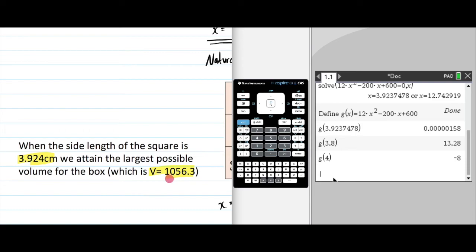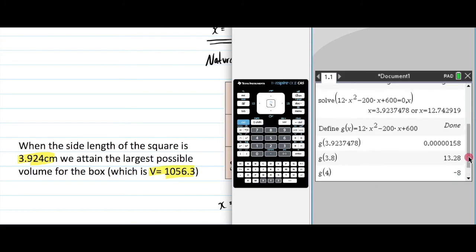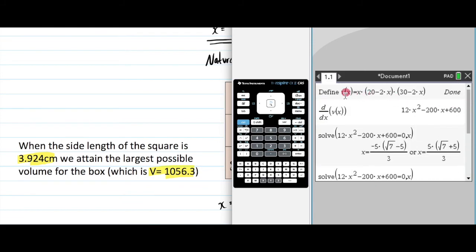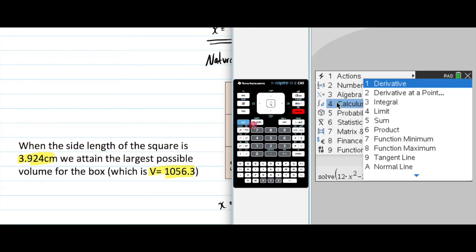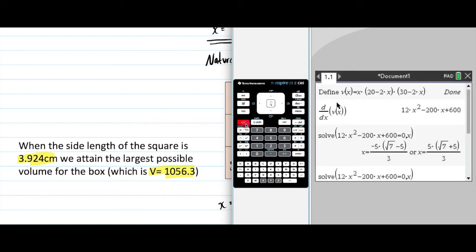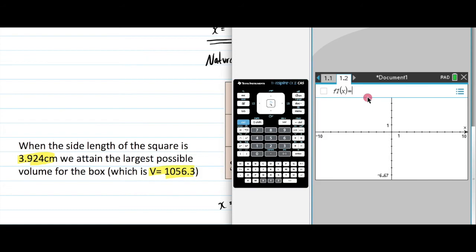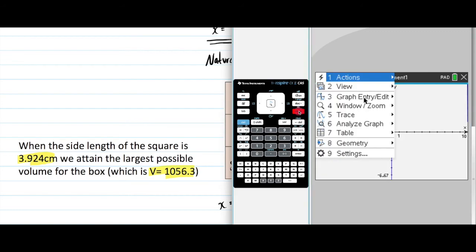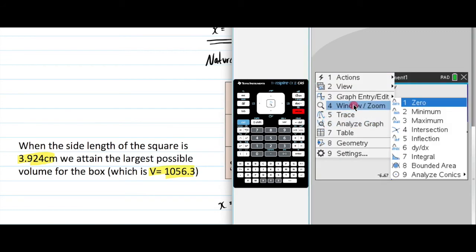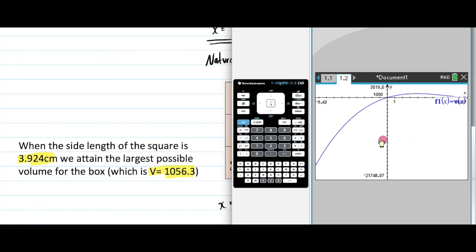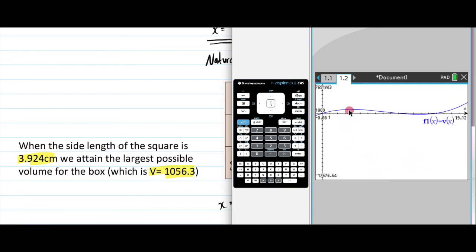And that volume is going to be 1056.3. And we can actually find this quite easily using our CAS now. So we can figure out what the volume is going to be very easily. And the way that we can do that is by graphing our original function right here. So if I go menu, Control, Open Doc, go to a graph and go, I want to graph my v of x, I'm going to get that. That's not going to fit. I'm going to go menu, zoom, zoom fit. There we go.